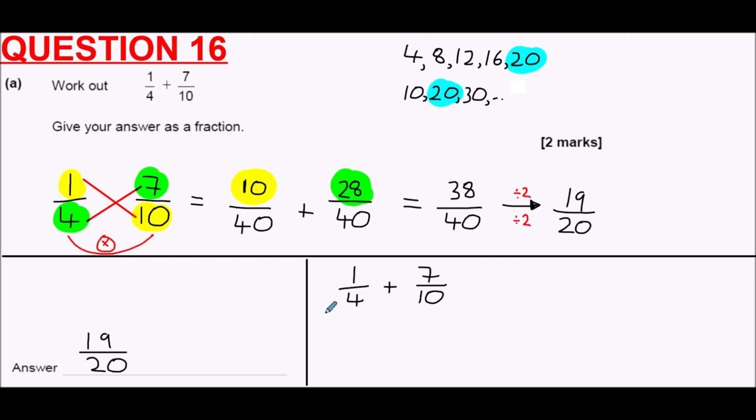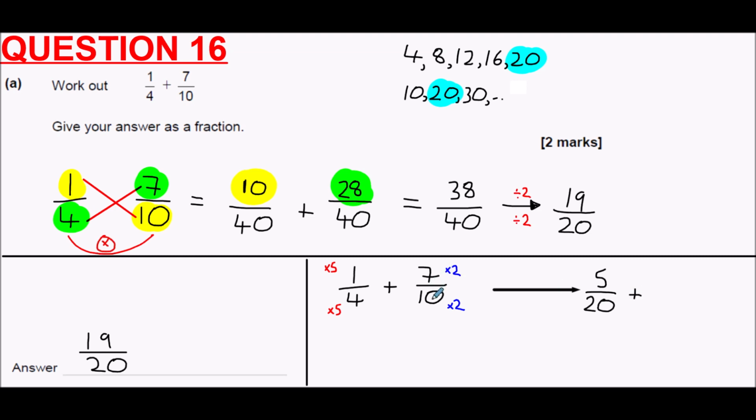So what we could have done is multiplied the 4 by 5, but if we do that to the 4, we need to do the same to the top number. So we need to multiply the 1 by 5 as well. And how many 10s make 20? Well, that's just 10 times 2. So what we need to do to this fraction here is multiply top and bottom by 2. And what we get after that, 1/4 would change how it looks. 1 times 5 is 5. 4 times 5 is 20.